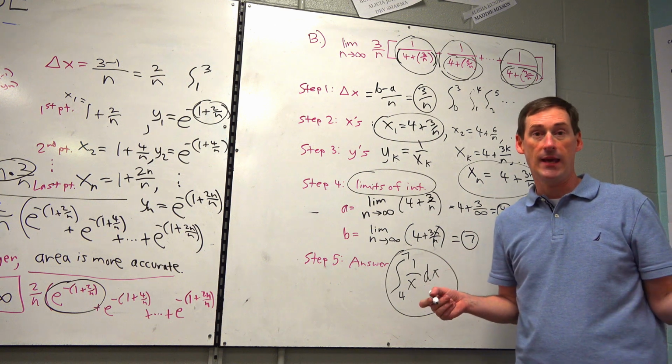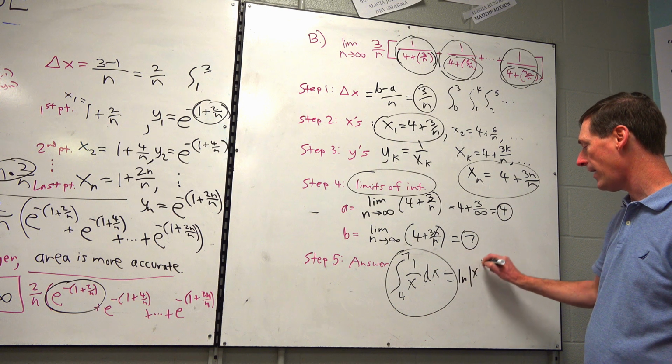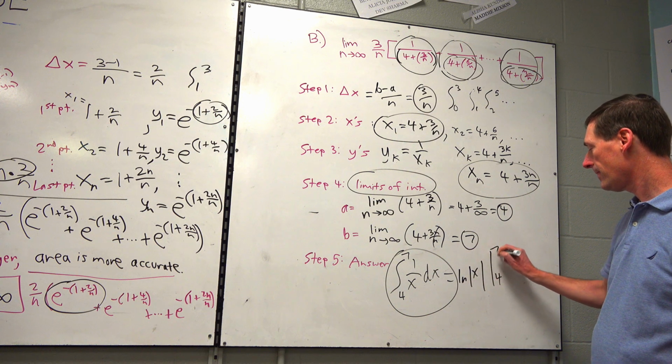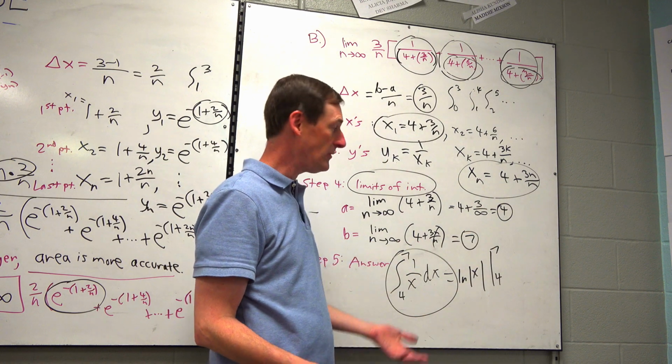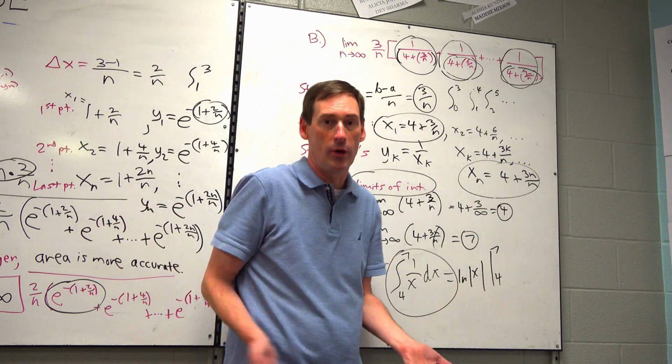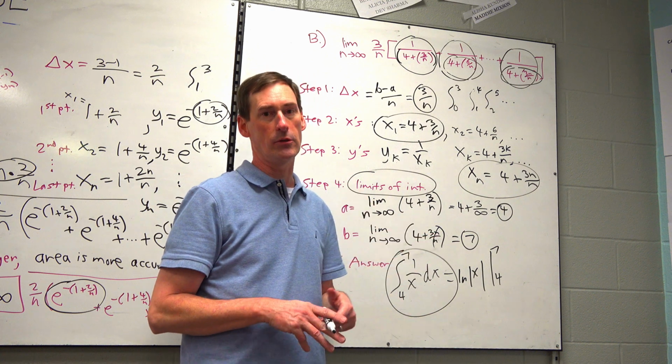If you did have to find the answer, well, the integration of 1 over x is clearly natural log of absolute value of x, right? So then what would you do? Well, you just plug in top minus bottom and you get natural log 7 minus natural log 4, you know. So you might have to do that sometimes. Sometimes you just write the integral, okay?